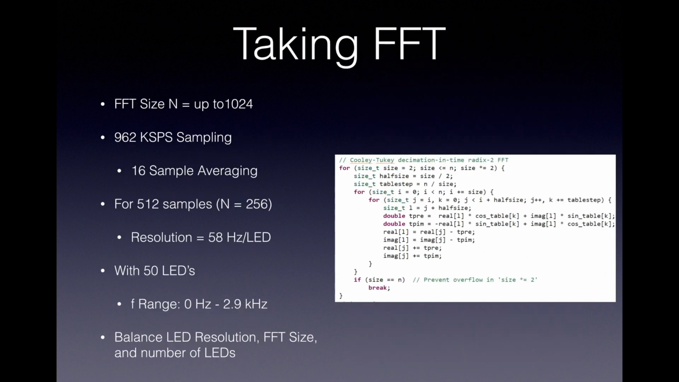A radix-2 decimation-in-time FFT algorithm is then implemented for an FFT with size up to N equals 1024. The ADC is implemented with a 962 kilosample per second sampling rate and 16-sample averaging. For an FFT with 512 samples, this produces about 60 Hz per LED.